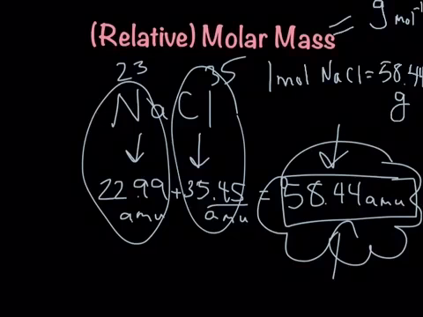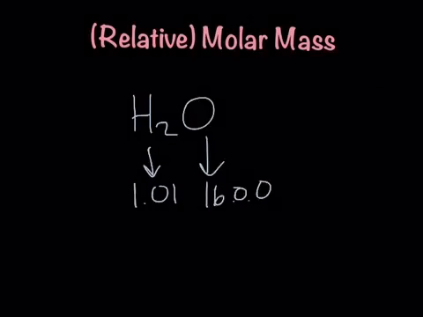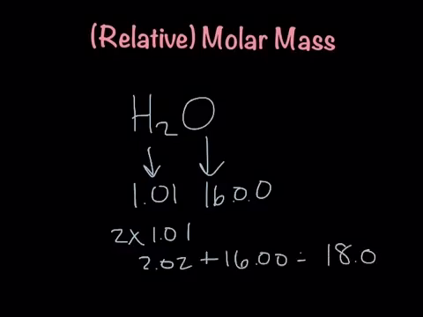So in 1 mole of sodium chloride, there's 58.44 grams. If we were to look at water, we know that water is H2O. Hydrogen's 1.01, oxygen 16. So if you have 2 hydrogens, that's going to be 2 times 1.01, or 2.02, plus 16. So the average atomic mass, or the relative molar mass of water is going to be 18.02 grams per mole.